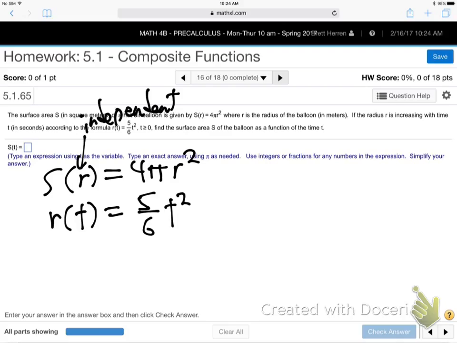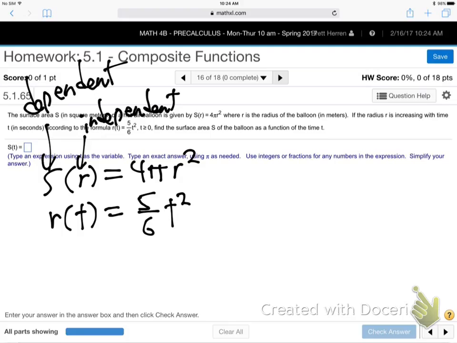If R is 1, then S is going to be 4 pi times 1 squared. S is going to be 4 pi. See how S responded to R's choice? R said, I'm 1, and then S said, okay, then I'm 4 pi. See how we mean independent, dependent, right? So S is the dependent variable, at least in this first equation. So R is whatever he wants. S responds. S is a function of R.